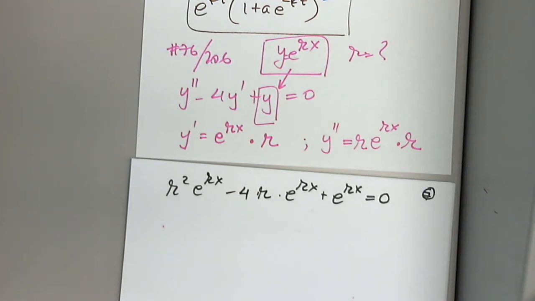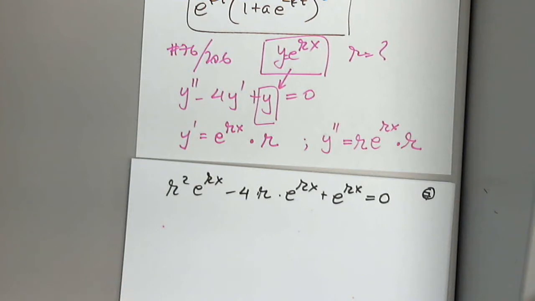I don't understand how you go from the y double prime to that. Yeah, the equation is here, I'm just filling it in. So how would you get r squared from that? R times R.